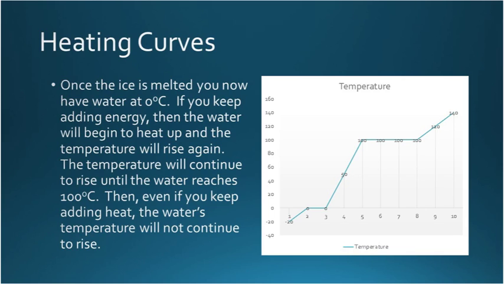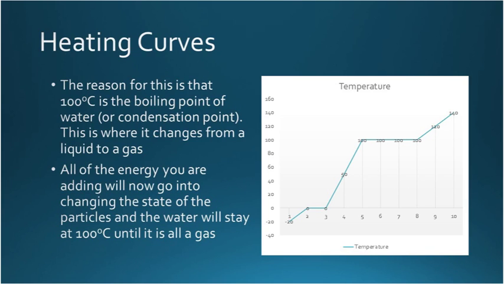So when you have a container that has two states of a substance in it, the temperature will remain constant until the states are all the same. So the reason for the water to stay at 100 degrees Celsius while it's changing from a liquid to a gas is that 100 degrees Celsius is its boiling point, or the condensation point. This is where it changes from a liquid to a gas. All of the energy you are adding will now go into changing the state of particles, and the water will stay at 100 degrees Celsius until it is all a gas.